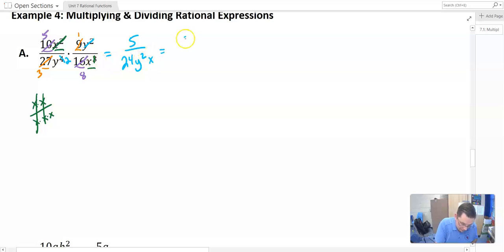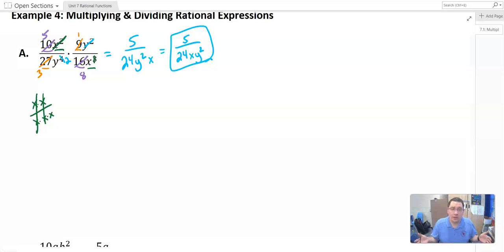Now, you can leave it like this, or if you're OCD and you like alphabetical order, and that's actually the proper order to do this in, then we are going to put it as x, y squared in that denominator. But that's the final answer. Okay? So again, reduce what you can, multiply straight across, and get your final answer.